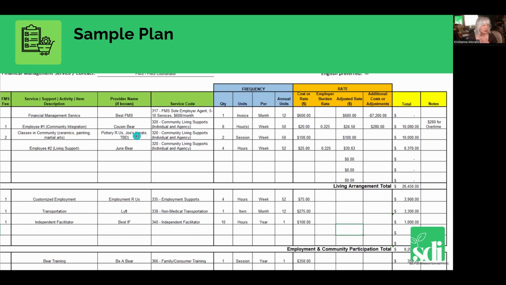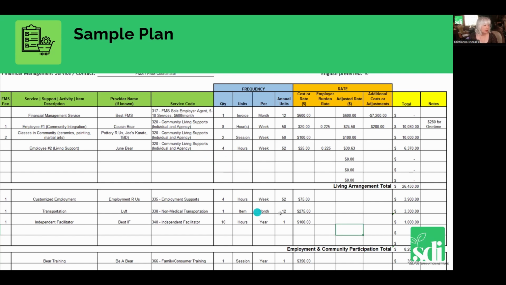He's already going to go to Joe's Karate for martial arts. He's going to do 2 sessions per week for 50 weeks, same thing. And he's going to say, okay, it's $100 per session, right? So that means $100 for karate, $100 for ceramics. Employee number 2, similar to employee number 1, 4 hours per week. I hope this is starting to make sense and click for you of how you create this plan.